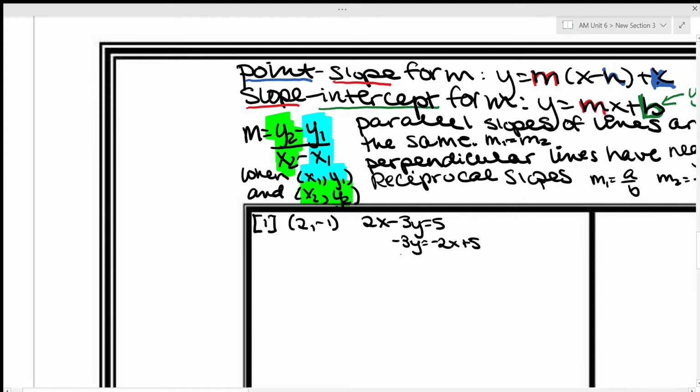Then to get my y by myself, I'm going to divide both sides by negative 3. So I'm going to have negative 2 over negative 3x plus 5 over 3. Some of you are not going to like that 5 over 3. But that 5 over 3 is not a slope. It's a y-intercept. We don't need a y-intercept. So we're only looking at this slope right here. Okay. What is the slope? Negative 2 over negative 3 is what? Positive.